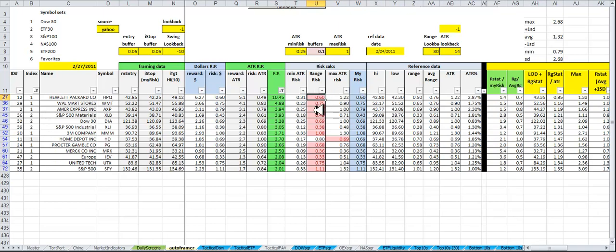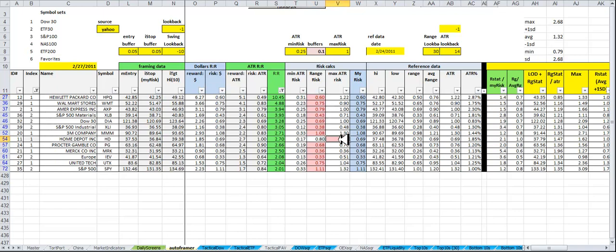Now I have these three columns color-coded so that it highlights the range, or it highlights the risk level that's in the middle of those three. In every case but one, the range risk is between a quarter of an ATR and a full ATR, and so I don't mind taking that as my swing trade risk size.